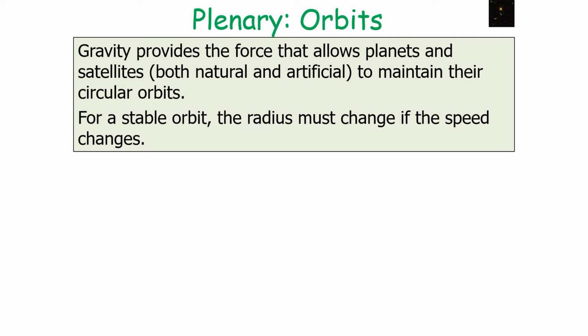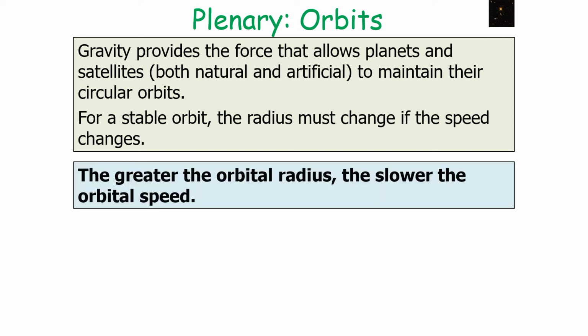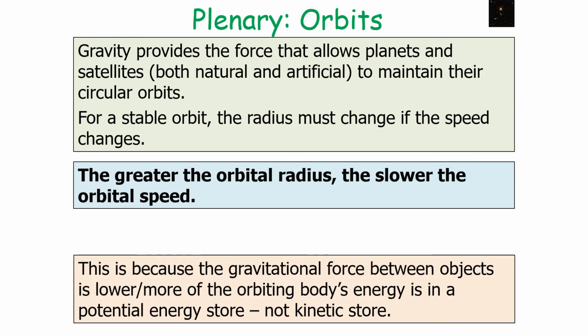So it's important to note the following. Gravity provides the force that allows planets and satellites, both artificial and natural, to maintain their circular orbits. So for a stable orbit, the radius must change if the speed changes. Now the greater the orbital radius, the slower the orbital speed, and this is because the gravitational force between the objects is lower, or more of the orbiting body's energy is in the potential energy store, not the kinetic energy store.